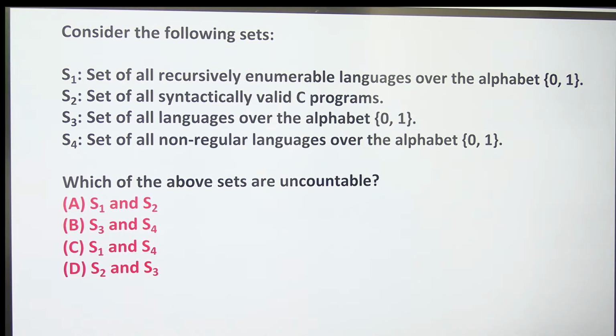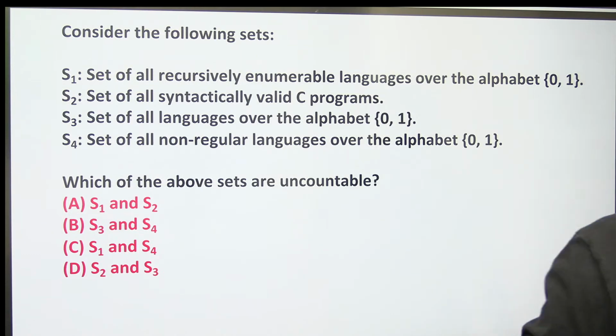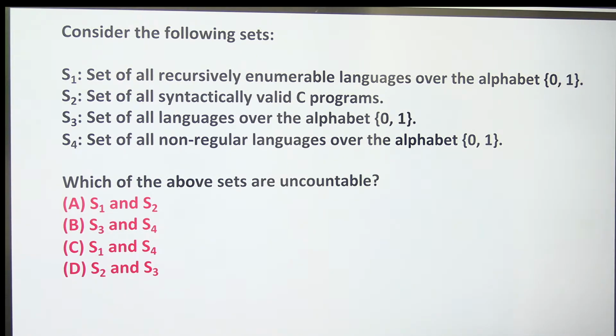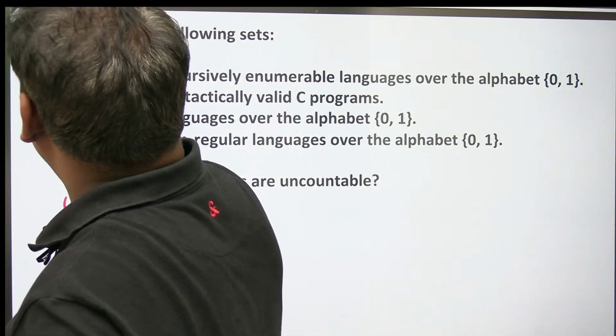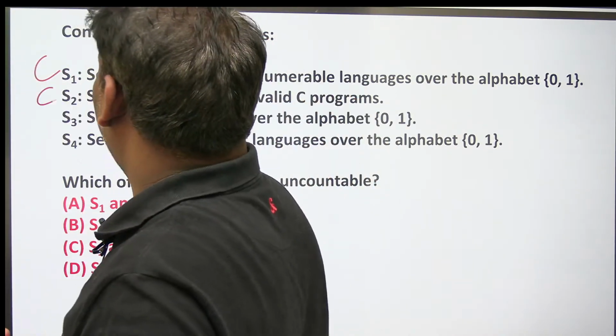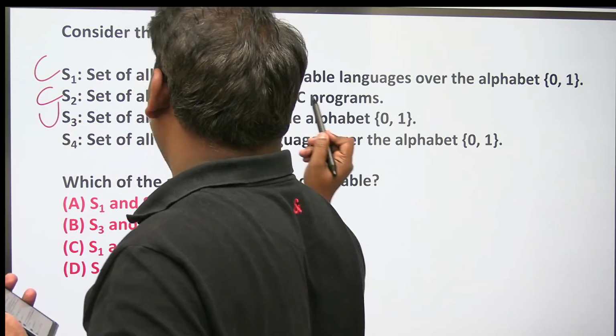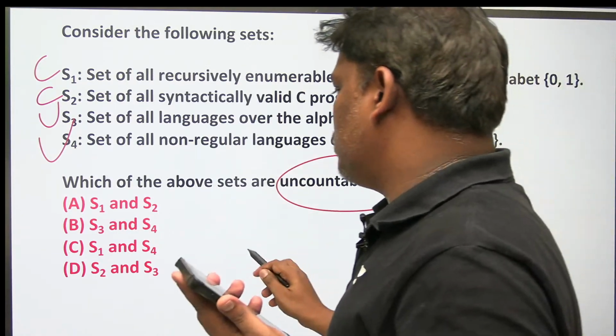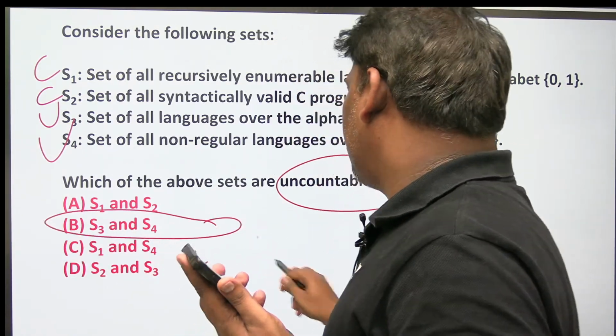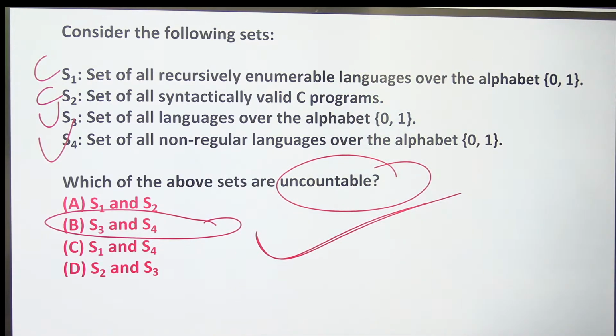So what is the answer for this? Can you see the option? Can you verify? Even I didn't see. Let's check. I'm thinking whatever I said. Perfect. Let's see. What is S1? Countable. S2 countable. S3 uncountable. S4 uncountable. The question is asking uncountable, so I think the answer is S3, S4. B is the answer. S3 is uncountable. S4 also uncountable.